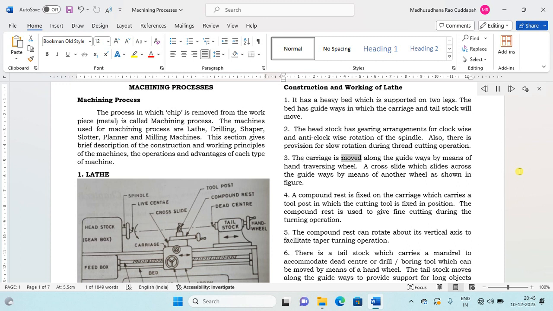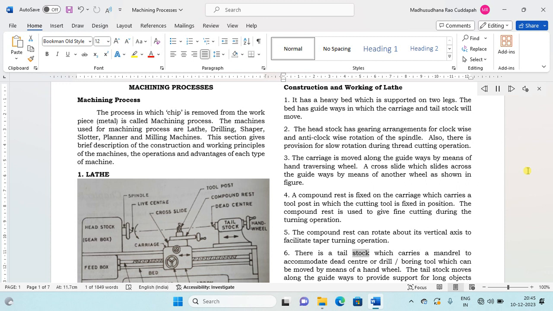3. The carriage is moved along the guideways by means of hand traversing wheel. A cross slide which slides across the guideways by means of another wheel as shown in figure. 4. A compound rest is fixed on the carriage which carries a tool post in which the cutting tool is fixed in position. The compound rest is used to give fine cutting during the turning operation. 5. The compound rest can rotate about its vertical axis to facilitate taper turning operation.